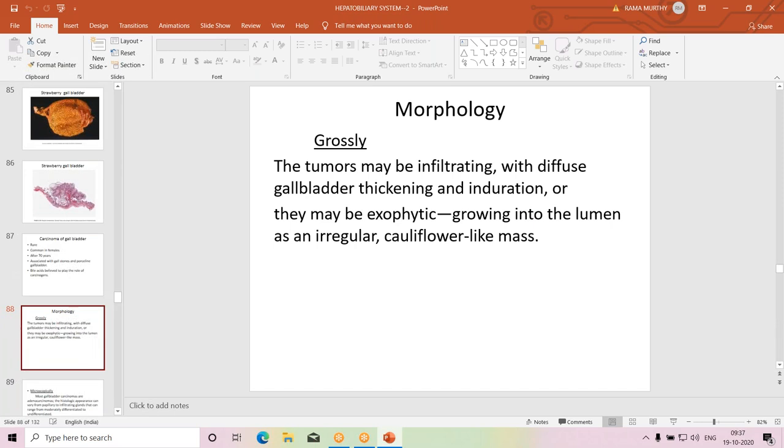Now morphology. The tumor grossly appears as polypoidal or infiltrating. Tumors may be infiltrating with diffuse gallbladder thickening and induration, or there may be exophytic intraluminal growth, growing into the lumen as an irregular cauliflower-like mass.